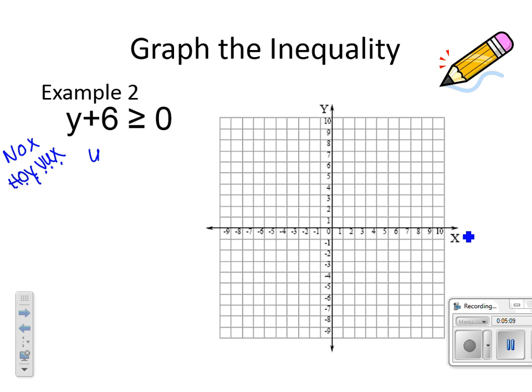So if I solve this inequality for y, it would be y is greater than or equal to -6. There's no x here, so this is a horizontal line at -6. So you go to -6, and then you're going to make a horizontal line. But we have to look at this inequality right here, and that inequality says greater than or equal to, so that's a solid line.